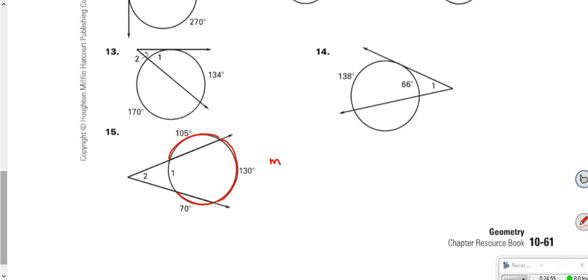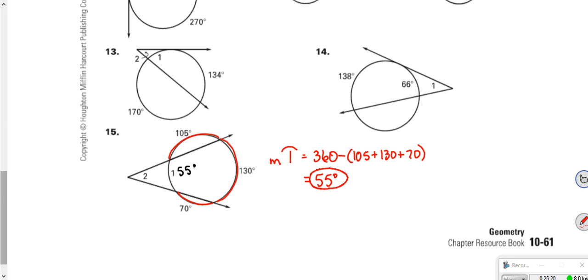Measure of arc 1, I guess I should say, is 360 minus the sum of all of those: 105 plus 130 plus 70. That's going to leave us with 55 degrees. Let me write that in here. This is actually 55 degrees.